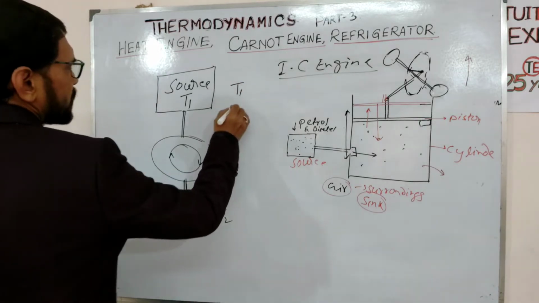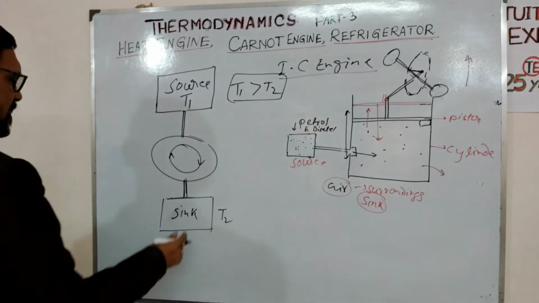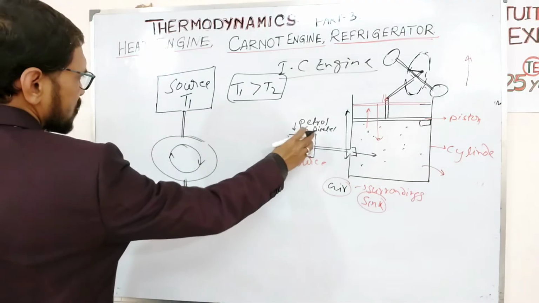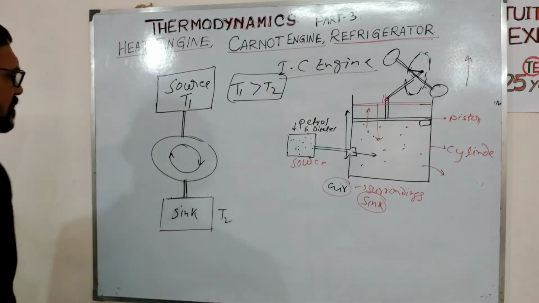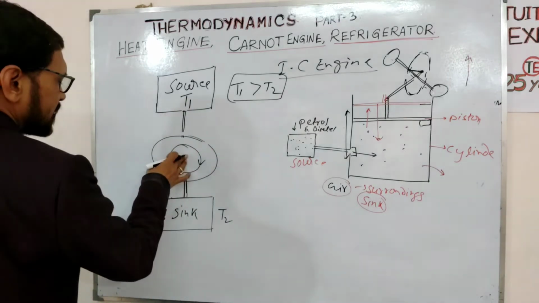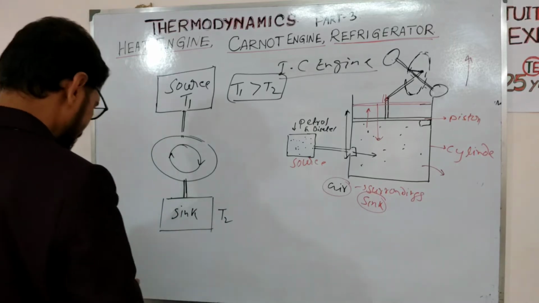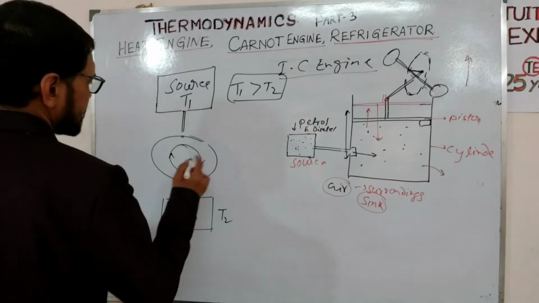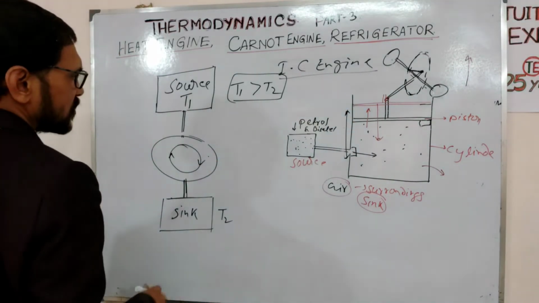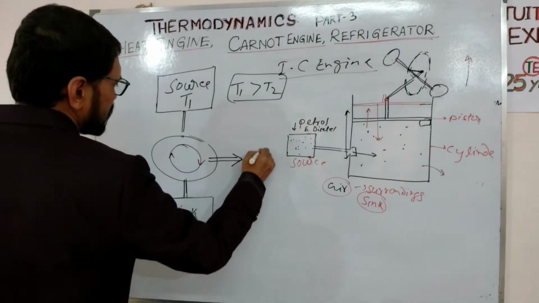Always, to perform the cyclic process of the IC engine, T1 must be greater than T2. The sink, that is the air temperature, is less, and the source temperature, that is the temperature of the gas in the combustion chamber, is more. Heat is introduced to the chamber and some heat is rejected to the sink. The result is that some work is done by the piston, or by the machine.